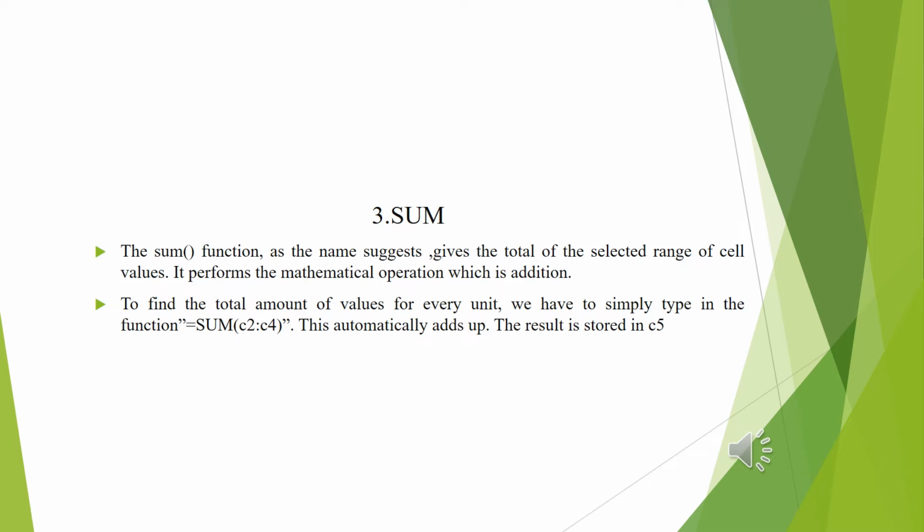The next one is SUM. The SUM function, as the name suggests, gives the total of the selected range of cell values. It performs the mathematical operation which is addition. To find the total amount of value for every unit, we have to type the function equal to SUM of C2 to C4. This automatically adds up. The result is stored in C5.